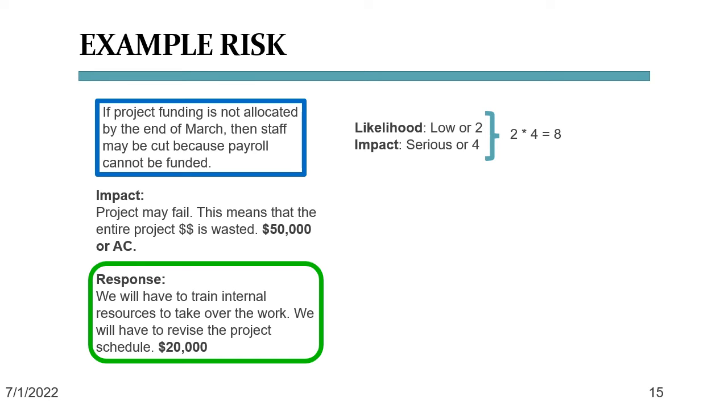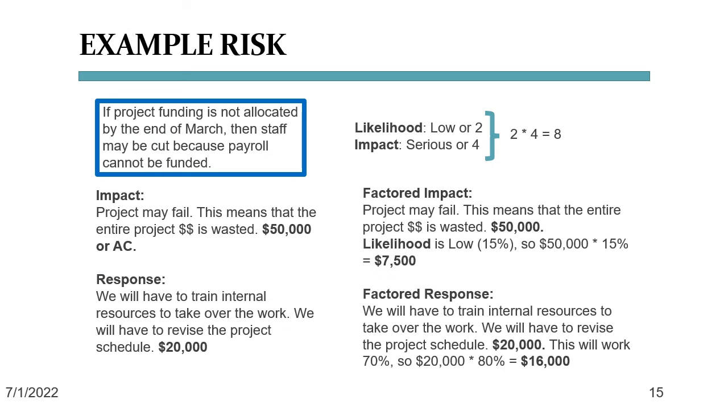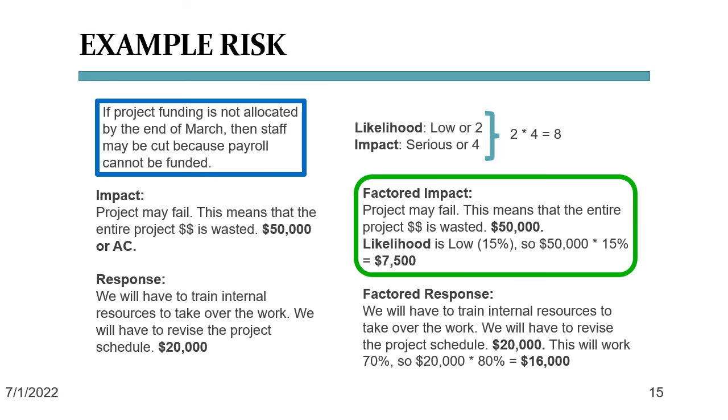But what does this look like when we take into account that the likelihood for this risk is only low, which according to our earlier taxonomy means 15%. If we factor the impact cost, that is, we multiply our $50,000 by 15%, we get a factored impact cost of $7,500. If we factor our response cost and take into account that the response will be 100% effective and cost us $20,000, things look different, don't they? At this point, it seems better to wait and see if the risk happens.